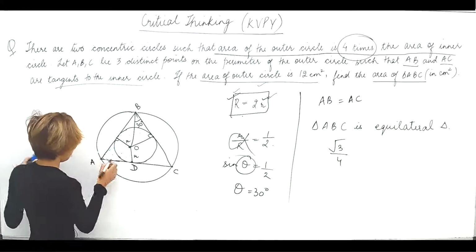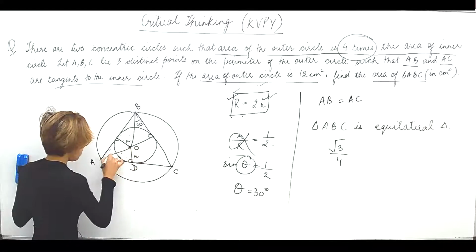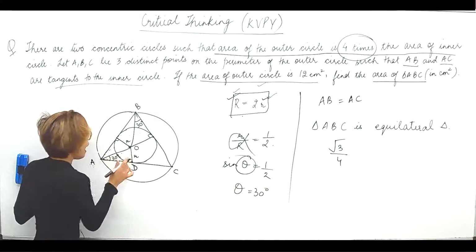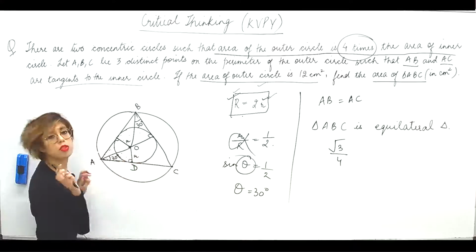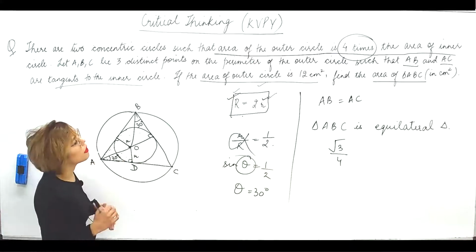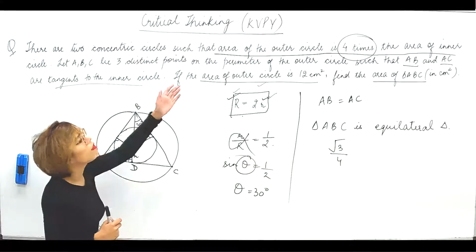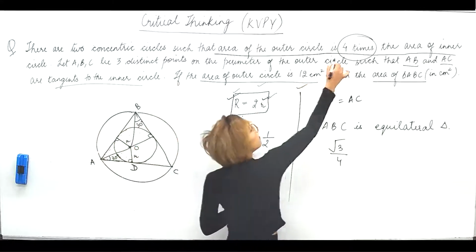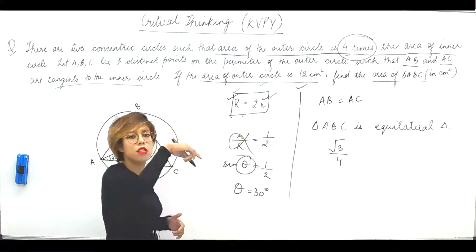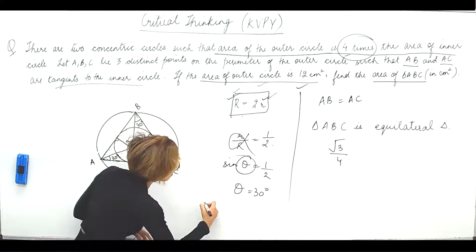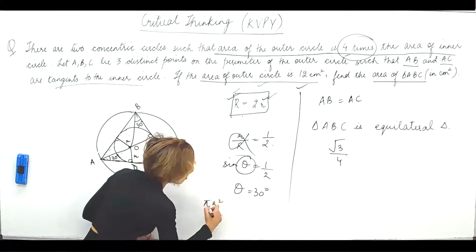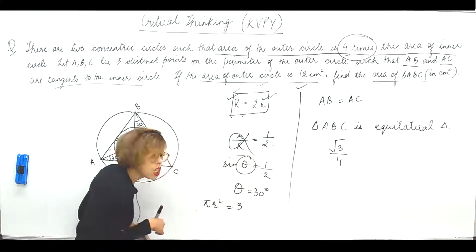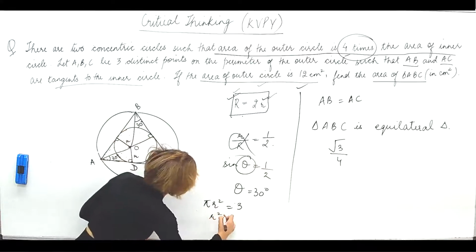Now I do know this makes 90 degrees. Right? This angle is 30 degrees. I do know small r sort of, right? Right now we don't know small r. Area of outer circle is 12. I know it will be 4 times, so area of inner circle is 3 centimeter square, right? So inner circle area is 3 centimeter square. So pi r square is equal to 3, right? So r square turns out to be 3 by pi.